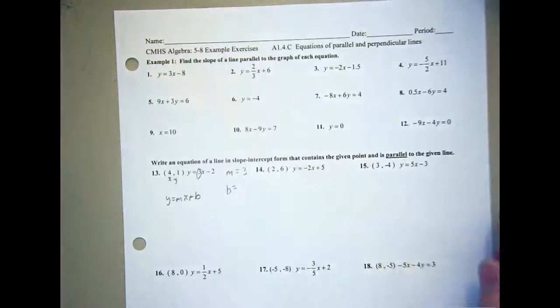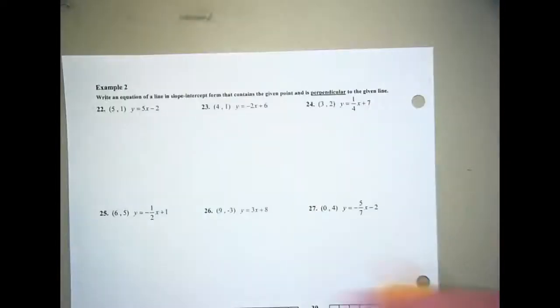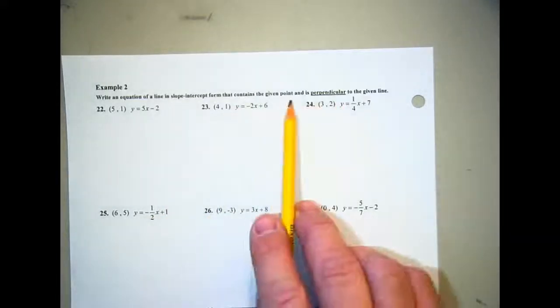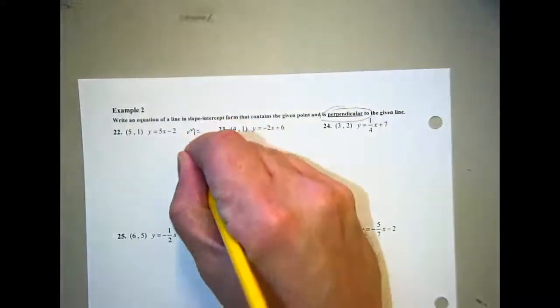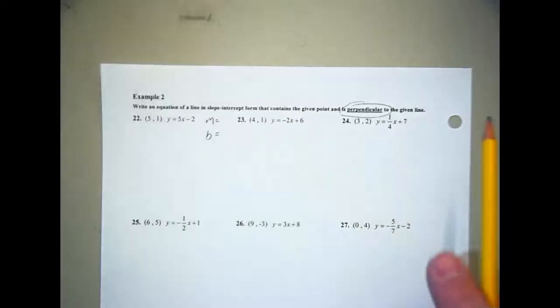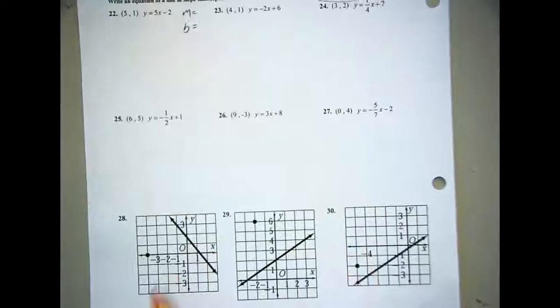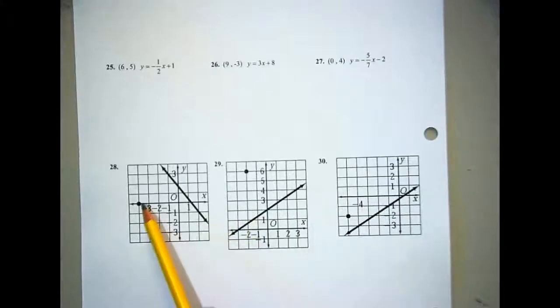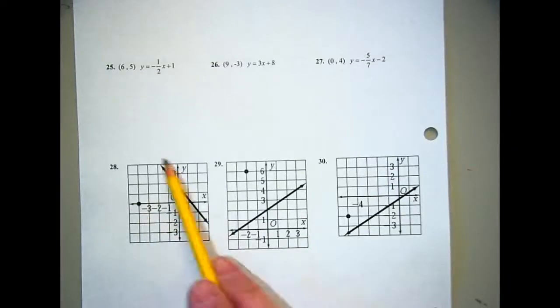All right, let's take a look at the back real quick. Write an equation of a line in slope-intercept form that contains the given point and is perpendicular. And once again, you need to know m and b. You're going to use that slope to help you find that. Remember, perpendicular means your inverse reciprocals. And then 28, 29, and 30, we have to find one that goes through this point and is perpendicular to this line.